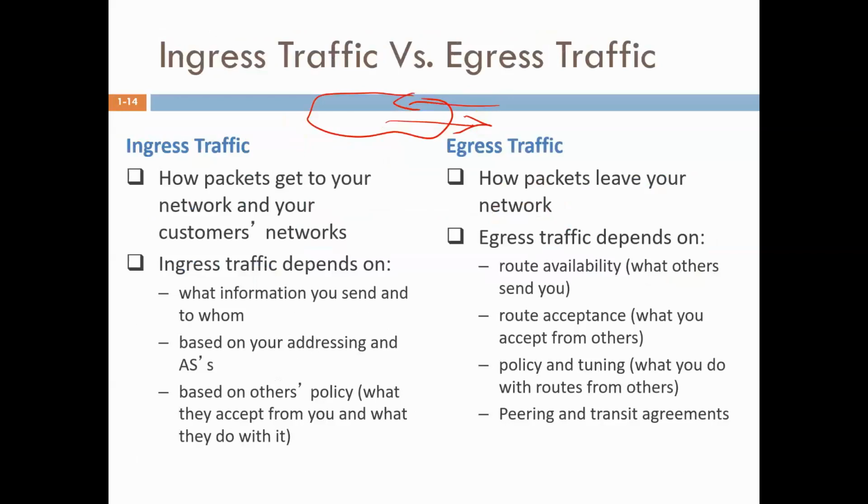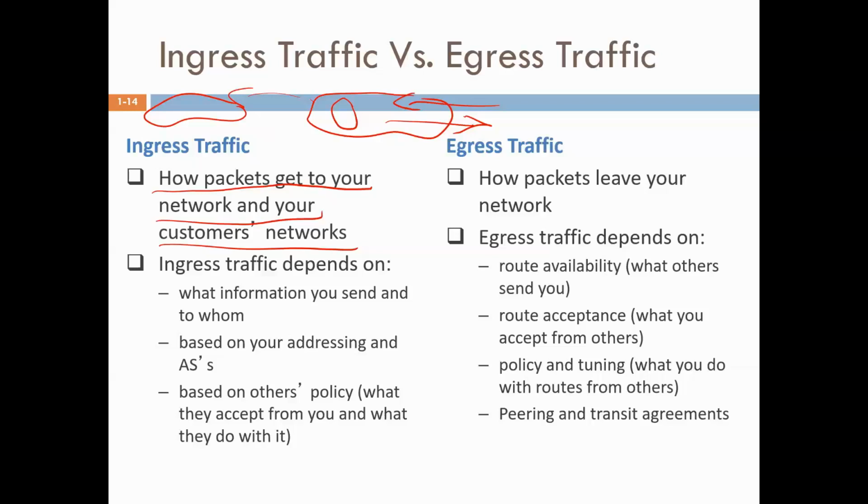Ingress traffic is the traffic coming to the autonomous system, so the destination is a network within the autonomous system, and egress traffic is the traffic that these networks are sending outside of the autonomous system. So the ingress traffic is how packets get to your network and your customer's network. If you are forwarding traffic to another autonomous system here, this is also ingress traffic. Once you forward it, it becomes egress traffic.